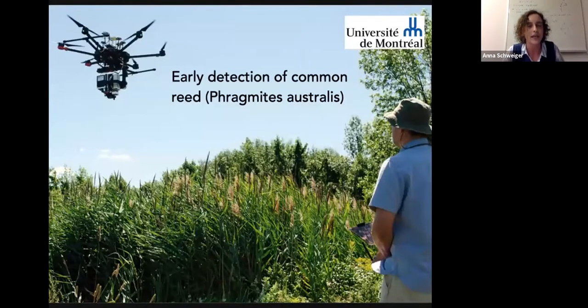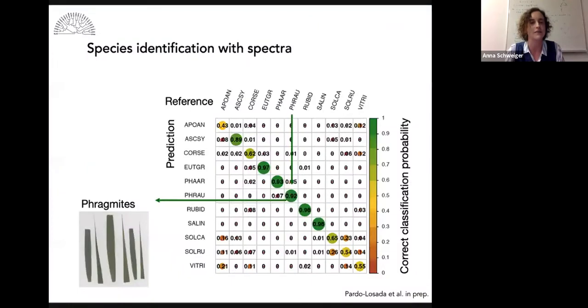I'm going to show a quick example of species differentiation with spectra, which, based on our previous results I showed you, seems to be possible from spectra. So at Université de Montréal, we were interested in the early detection of the common weed Phragmites australis. Phragmites is an invasive plant and expands rapidly along the St. Lawrence River system. Using spectral measurements, we trained a statistical model for species differentiation. This model comes from the partial least squares family that was designed for highly autocorrelated data such as spectra. In this case, it's partial least squares discriminant analysis.